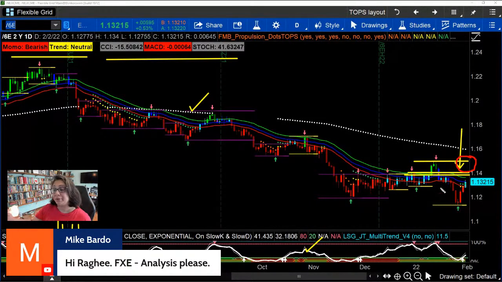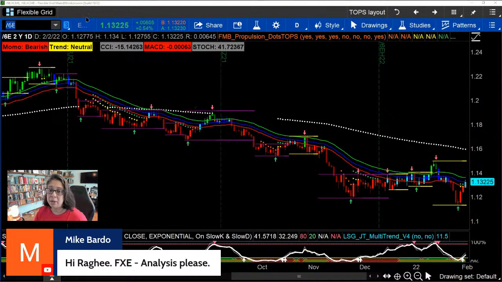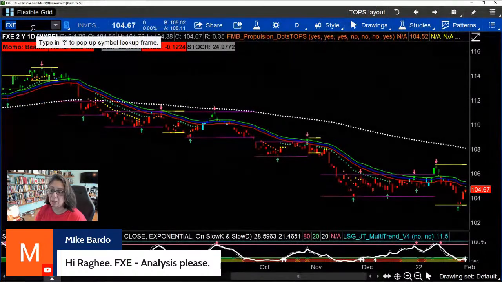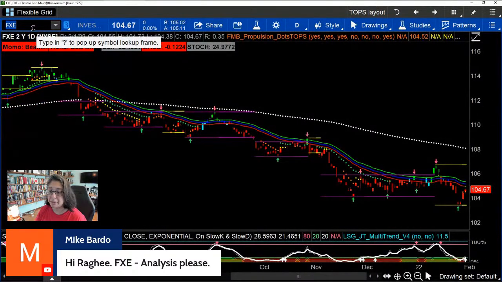So if the ECB triggers some volatility, keep an eye on that 114 to 115 handle on the 6E. And then we want to get long puts, probably the 106, likely 106, 107 puts on the FXE. Keep an eye on the liquidity though, because some of these currency ETFs can be a little illiquid. So keep an eye on that.